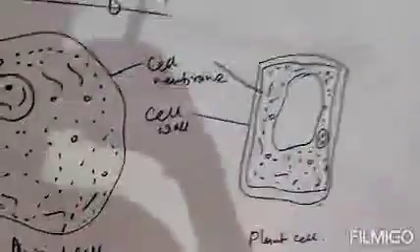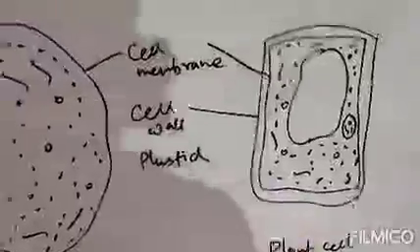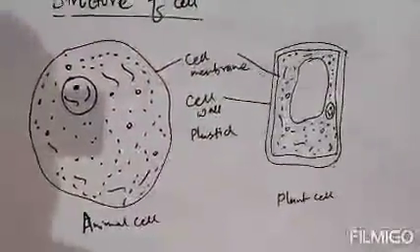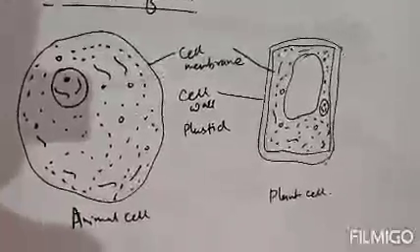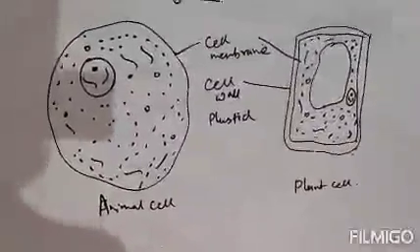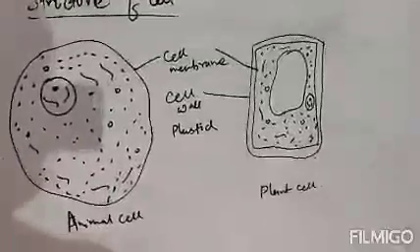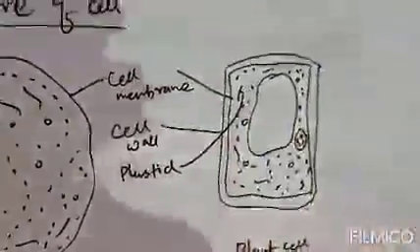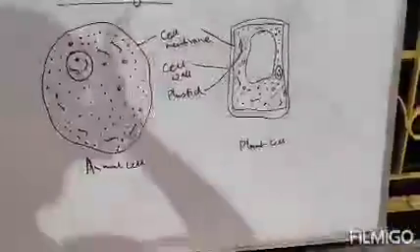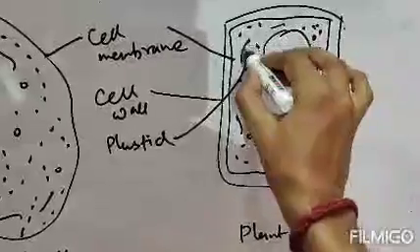Next one is our plastid. Plastid is also found only in a plant cell. In an animal cell, plastid is absent. So this is our plastid. Plastid is only found in a plant cell, and the cell wall is also found only in a plant cell.